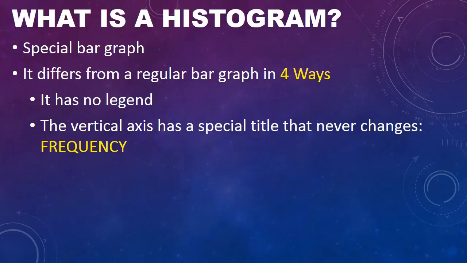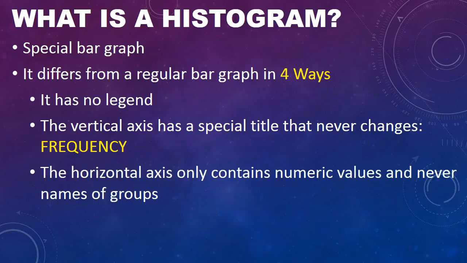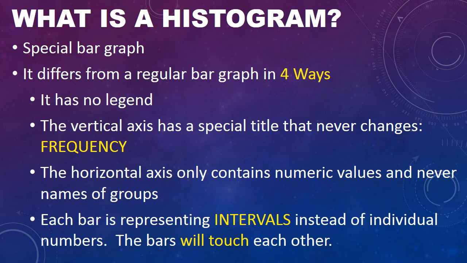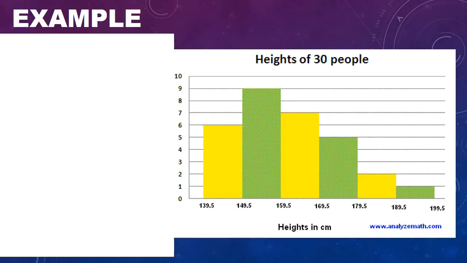So the vertical axis has a special title that never changes, which is called frequency. The horizontal axis only contains numeric values and never names of groups. And each bar is representing intervals instead of individual numbers. So it will tell us the number between 30 and 34 that the data shows. And so we'll show an example here of a histogram, not a bar graph.